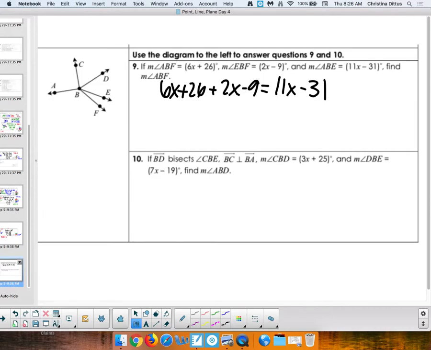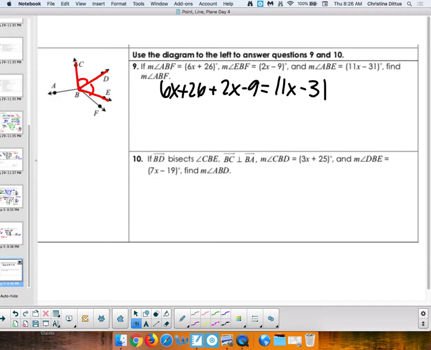It tells me BD, this line right here, bisects angle CBE. What does it mean to bisect? It goes right through the middle. So what do I know about EBD and CBD? They're the same. Bisects, cuts in half. So I have two angles that are the same.